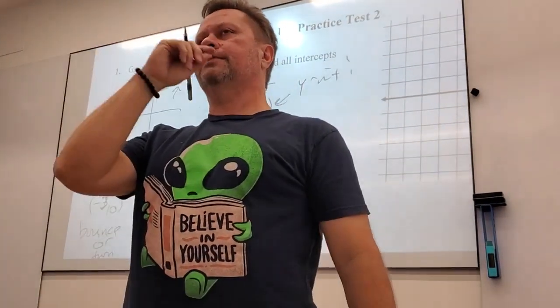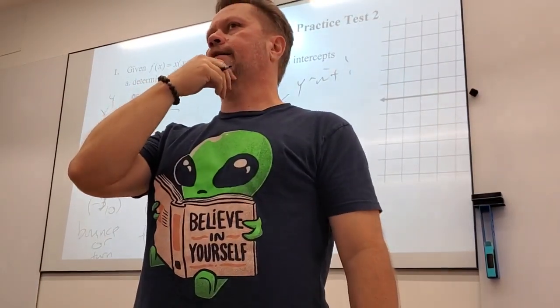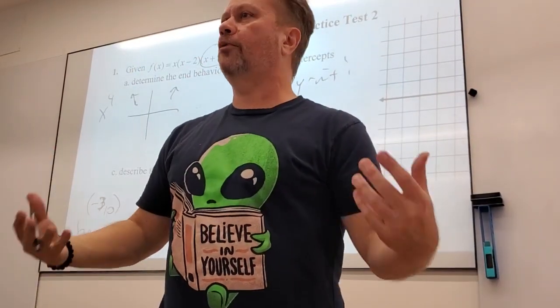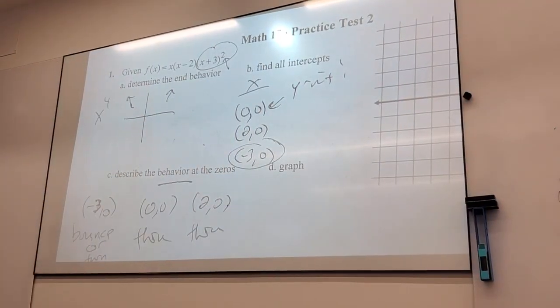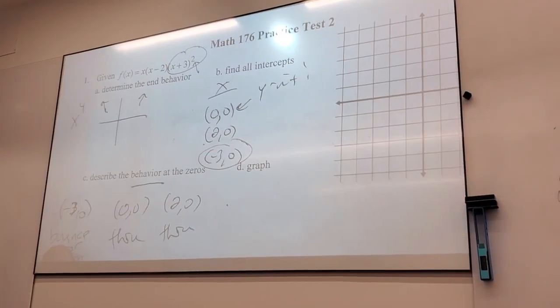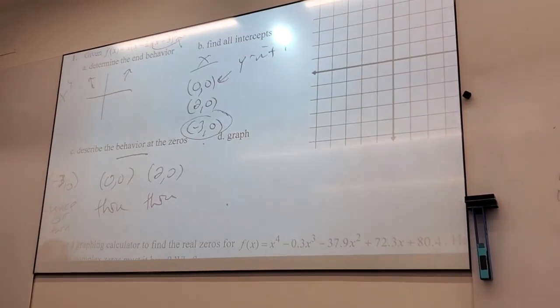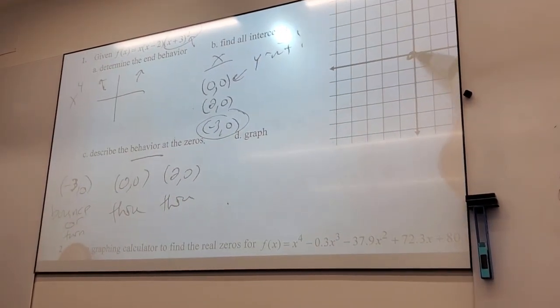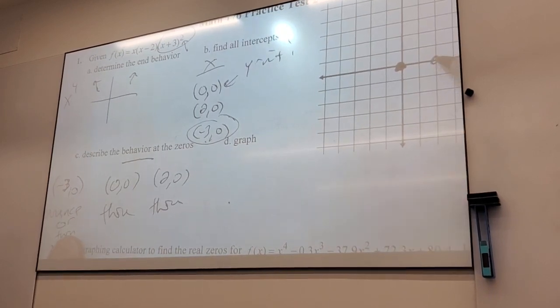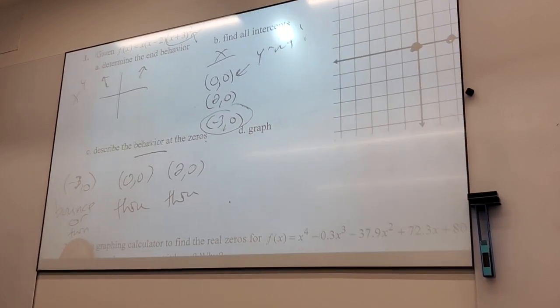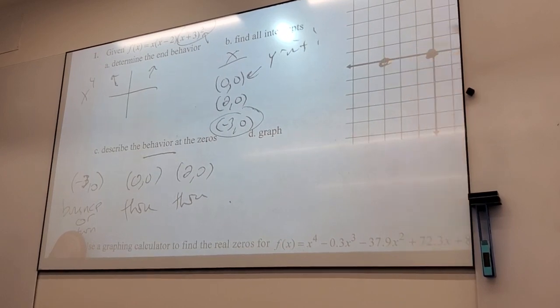And then on the actual test, I'll give you a little more help on part D. I'll say find 2 more points, right? So if I plot what we know so far, we don't know much. What can I plot right now that we know? (0, 0). (2, 0). (-3, 0). Yeah, that's all we know.